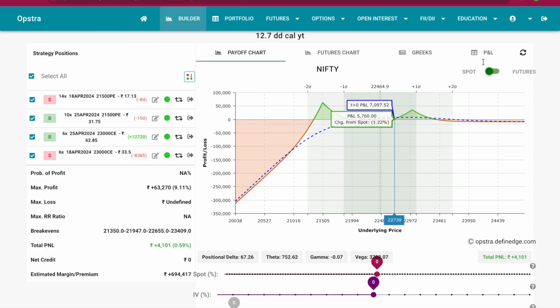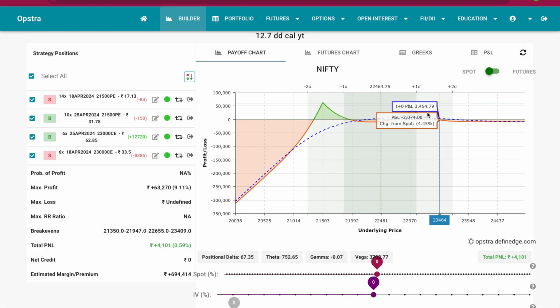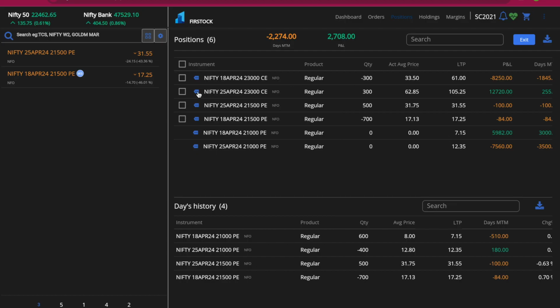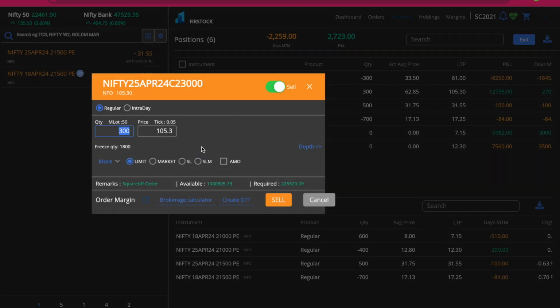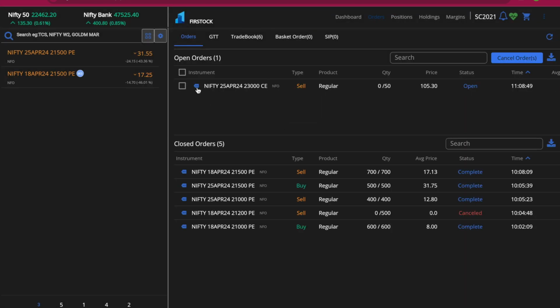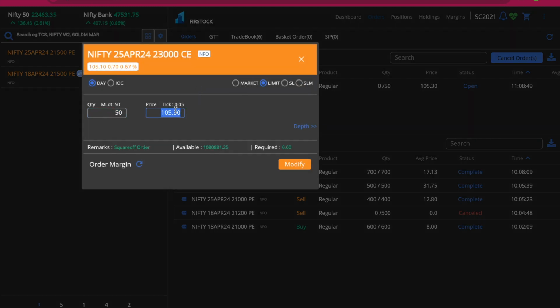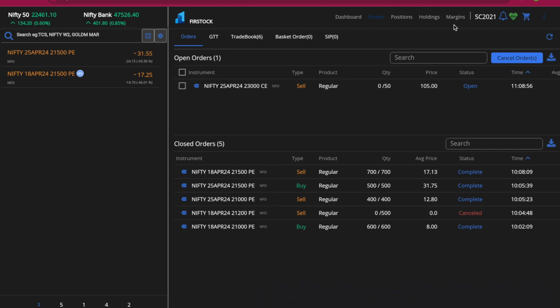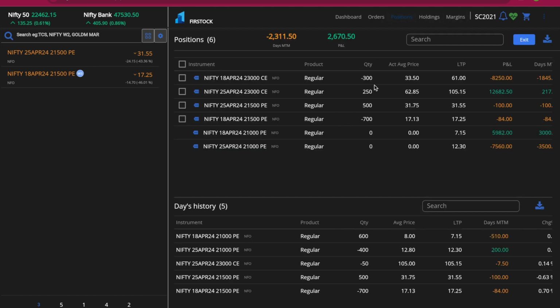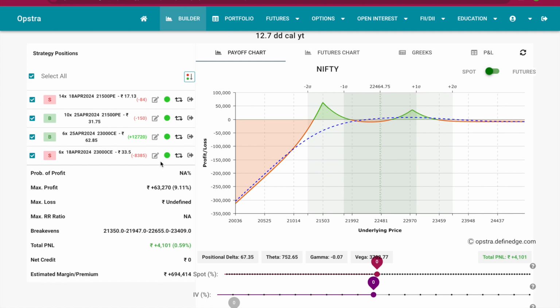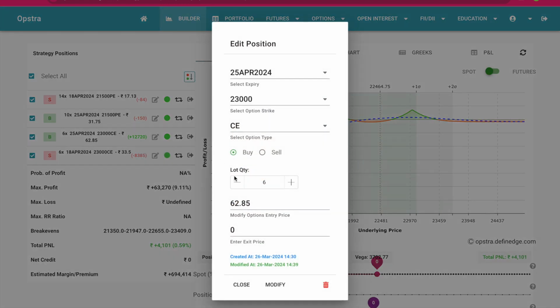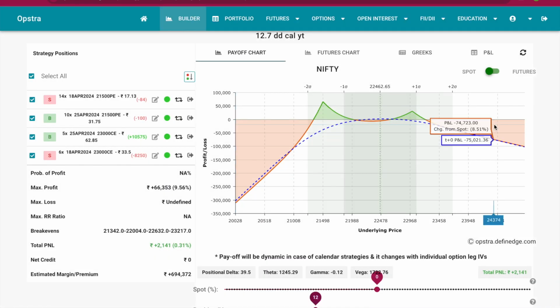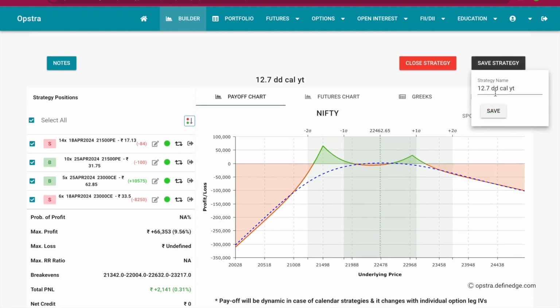Let's look at this chart. So here it is. Here we can reduce the upper break even. What we can straight away do is exit this. Okay, book it, 50 at 105.3, sell it off at 105. Okay, so this is booked completely. Then 250 at 62.85. So here is the CE. We reduce this one lot, modify. Here it is. We'll save this strategy.